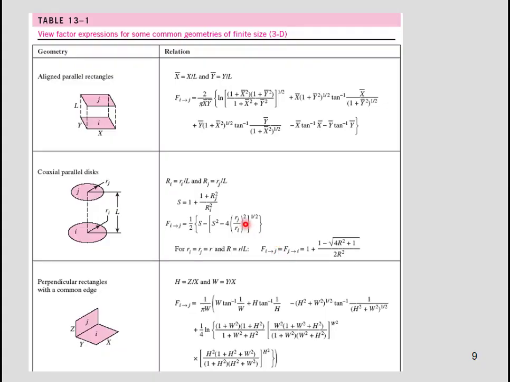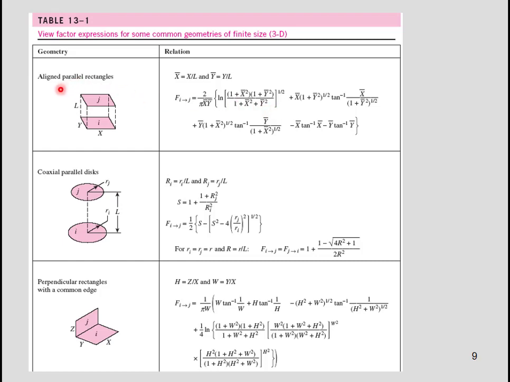Then how can we calculate this view factor? As I told you, view factor is a parameter which is only dependent on the orientation and geometry of the surfaces. So as you can see here, we have different geometries, and here are the equations to calculate the view factor for these different orientations and geometries.